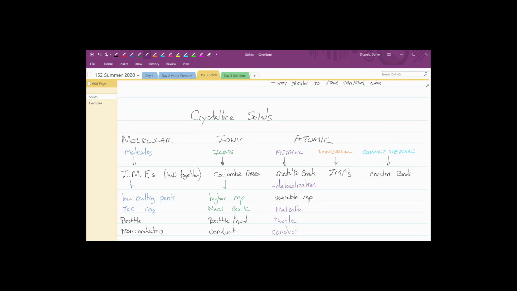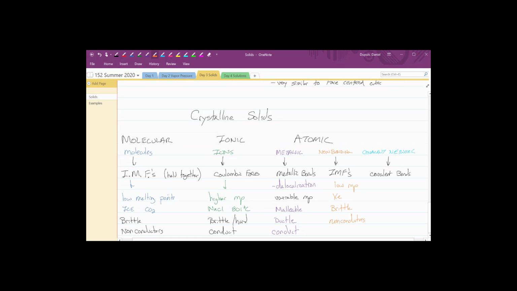Non-bonding atomic solids are held together by intermolecular forces. They usually have low melting points, like xenon, right? Very low melting point. They're brittle and non-conductors.